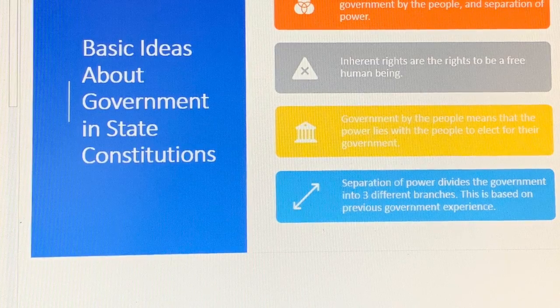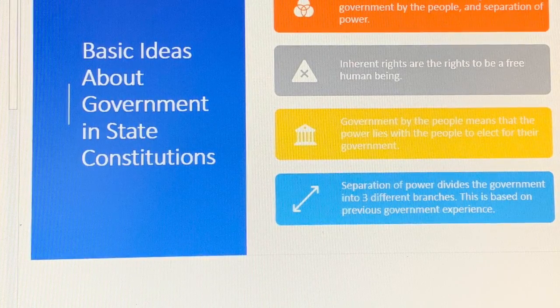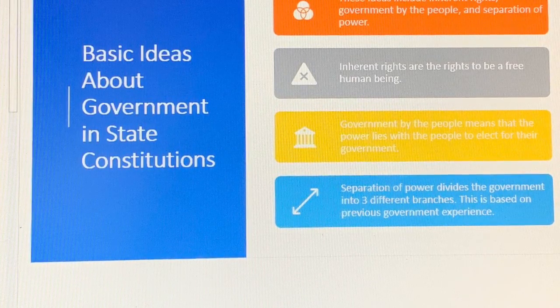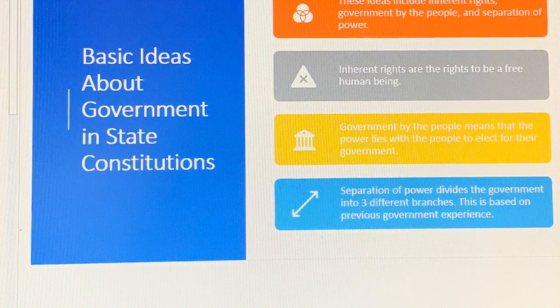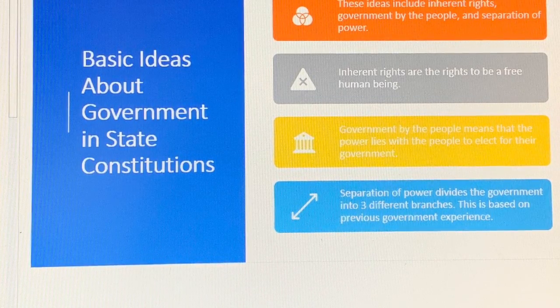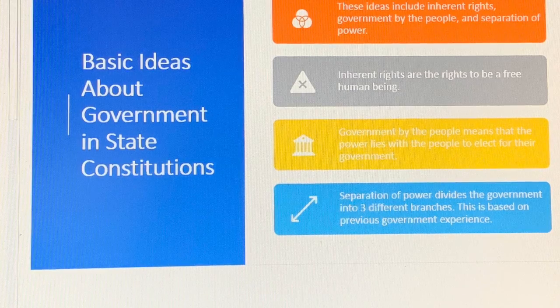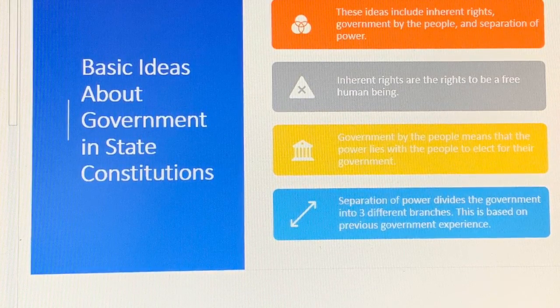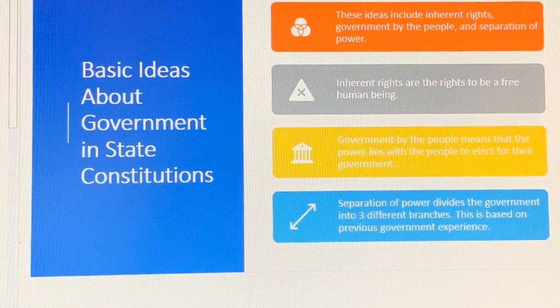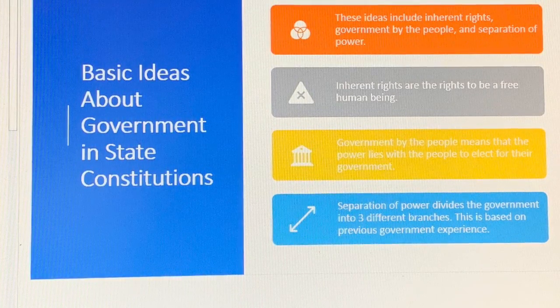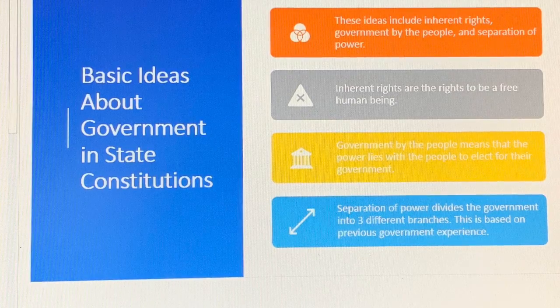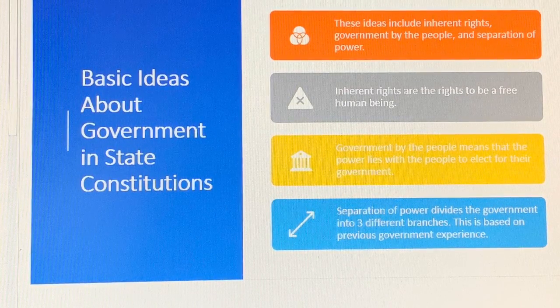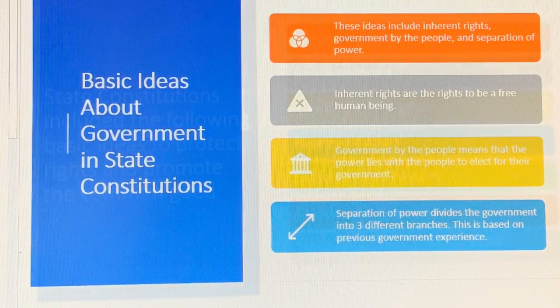Basic ideas about government and state constitutions. These ideas include inherent rights, government by the people, and separation of power. Inherent rights are the rights to be free human beings. Government by the people means that power lies with the people to elect their government. Separation of power divides the government into three different branches. This is based on previous government experience.